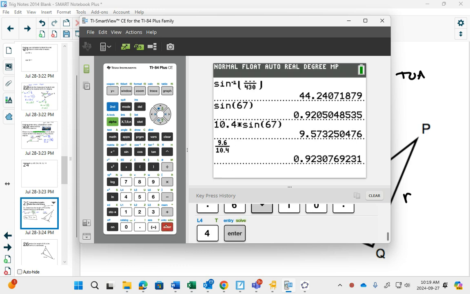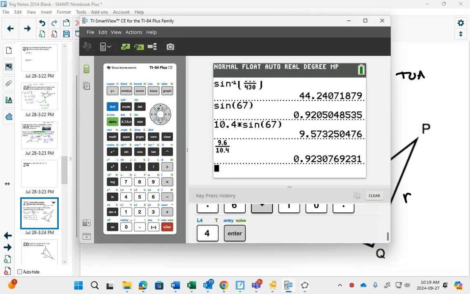Pretty close. 0.923. Does anybody know why the third digit is off? Any ideas why that third digit isn't exactly the same? Because we rounded 9.6. If we were more accurate, then our ratio would be more accurate.